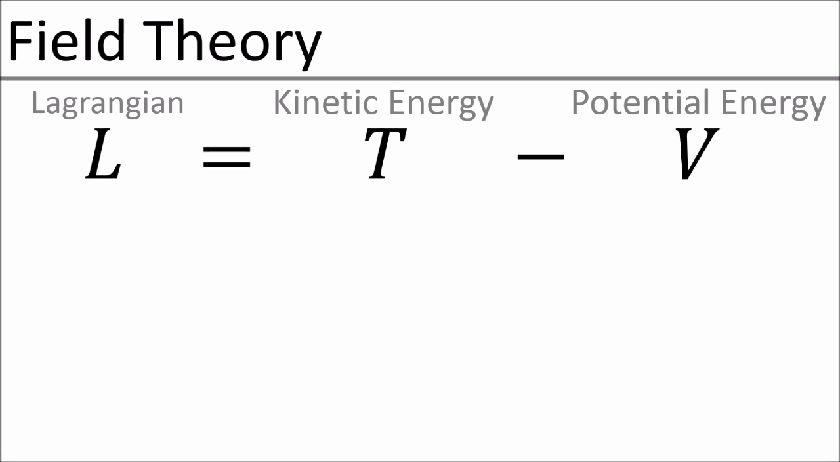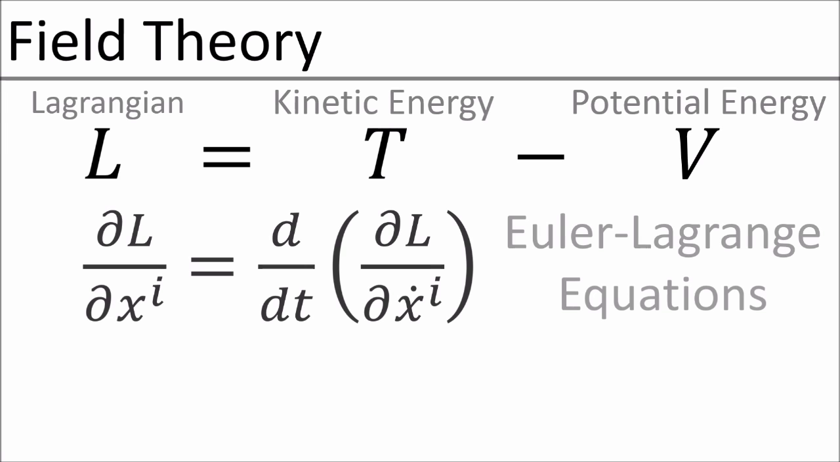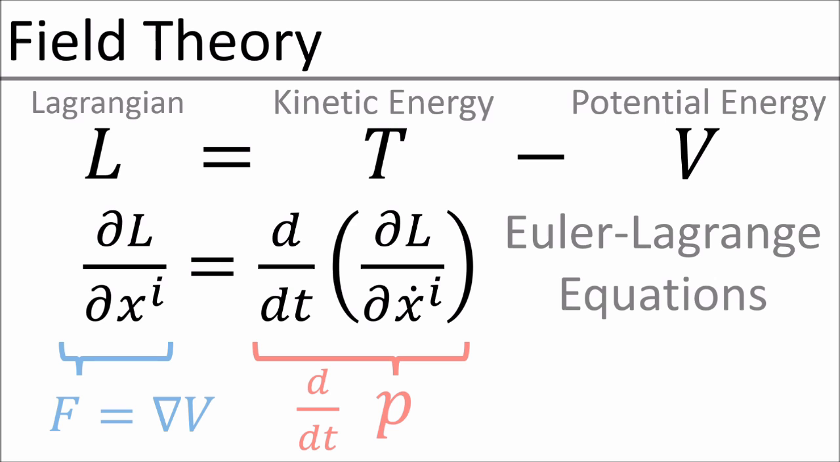When dealing with advanced physics problems, it's common to use the Lagrangian formulation of mechanics, where the Lagrangian is equal to a particle's kinetic energy minus its potential energy. We can plug the Lagrangian into the Euler-Lagrange equations to get the equation of motion for the particle. Loosely speaking, this is a more abstract version of Newton's F equals ma, where forces are replaced with gradients of potential energies, and m times a is replaced with the time derivative of momentum.